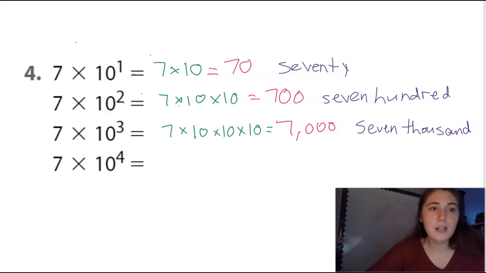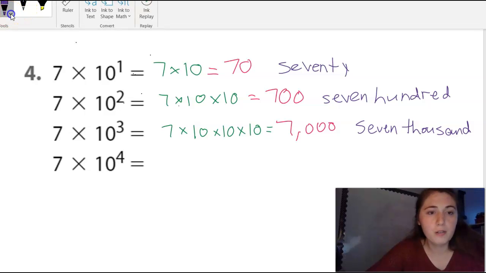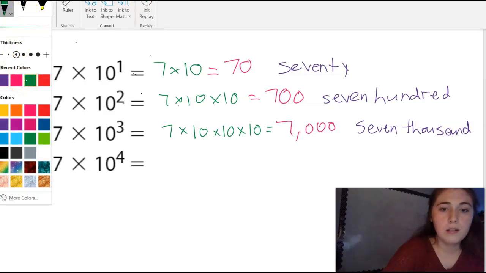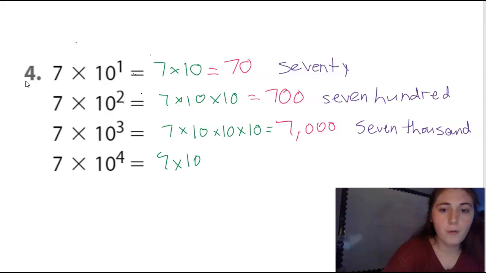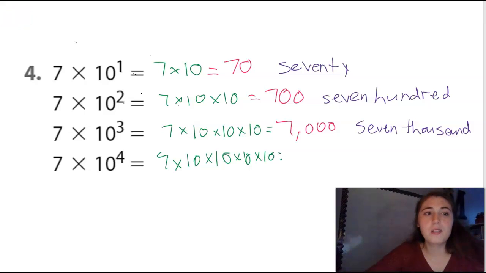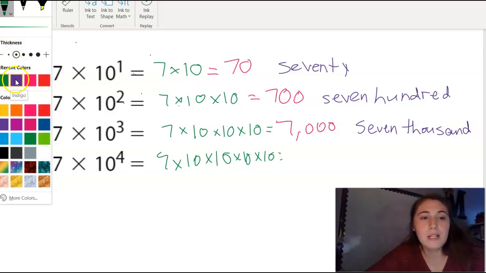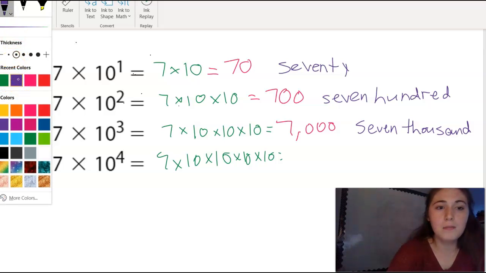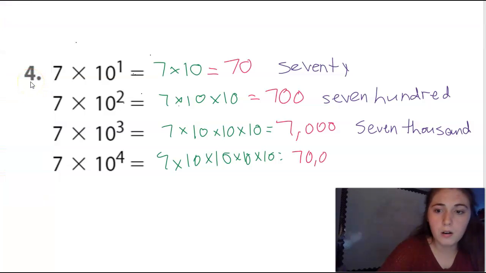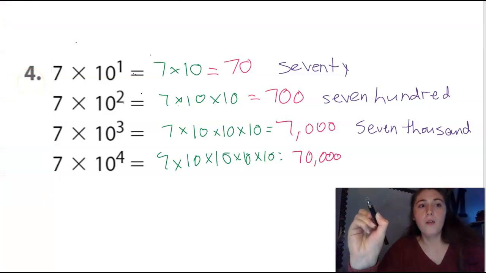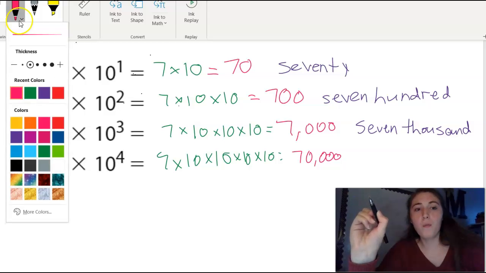And our last one, 7 times 10 to the fourth. So I know 7 times 4 tens because of our exponent. 4 tens gives me 10,000. So 7 times 10,000 gives me 70,000. So here we are showing it again in 4 more ways.